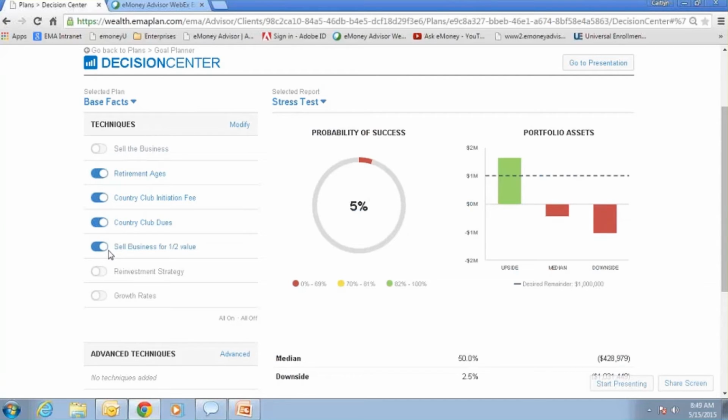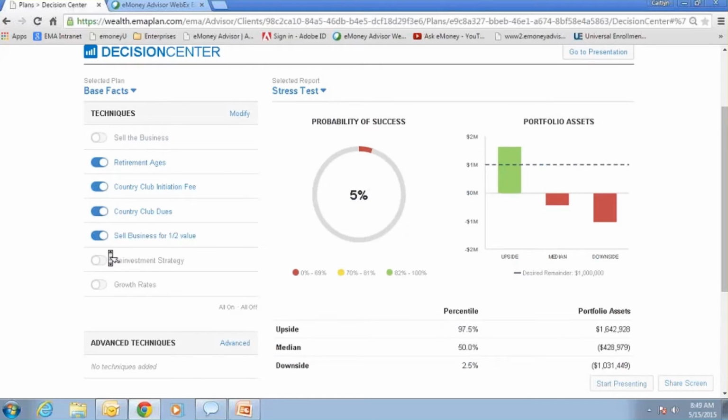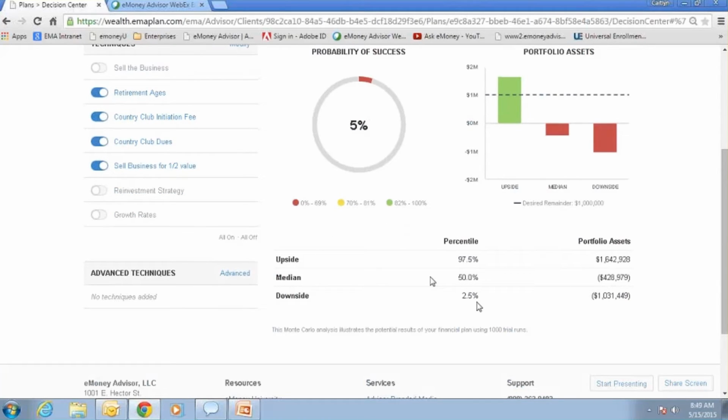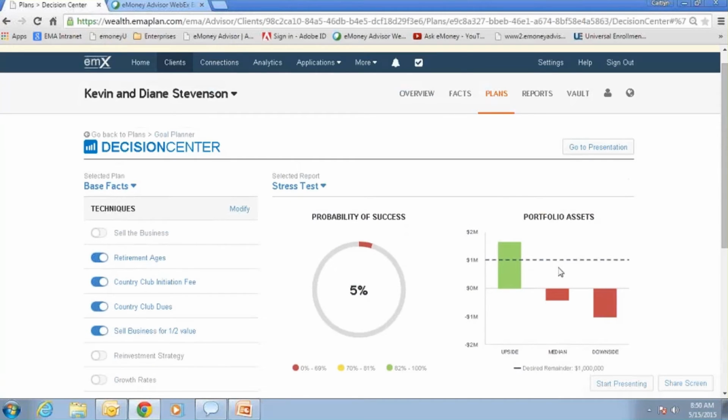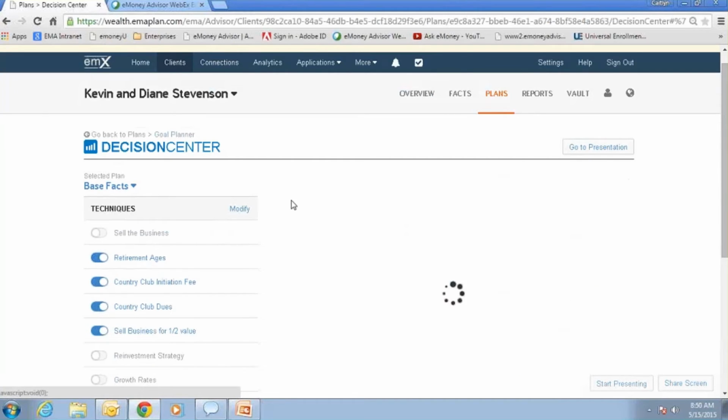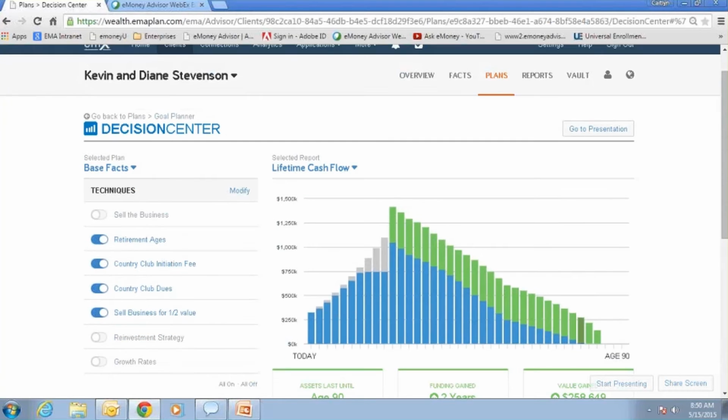And you see immediately that it's very, very different than that first probability of success that we saw. So you're looking at a 5% probability of success, so much so that even 50% of the trials were in the negative. Looking at it from a cash flow perspective, we see that we do get a little bit of inflows into retirement, but again, we're not able to make it into that second death year.